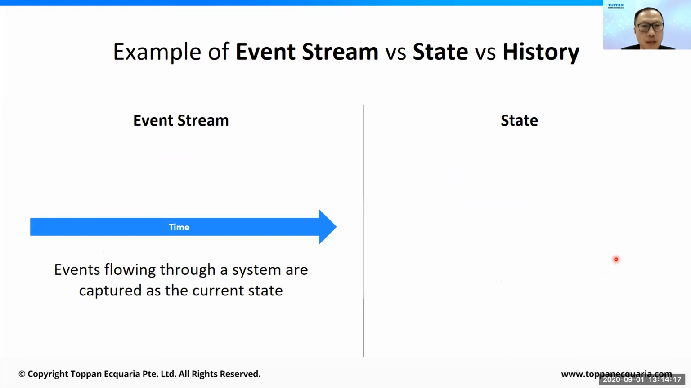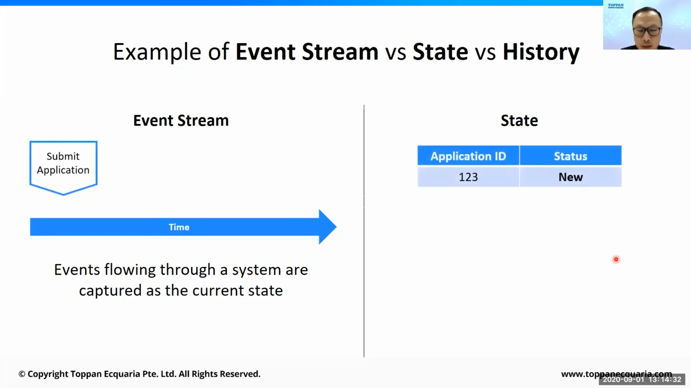So to help you see the difference between event versus state and what is history, let me give an example of an illustration. So basically, events flowing through a system are captured as a current state in the database. So for example, let's say somebody submits an application. It goes to a database as an application record with a status. Maybe it's a new status because it's something that is just submitted.